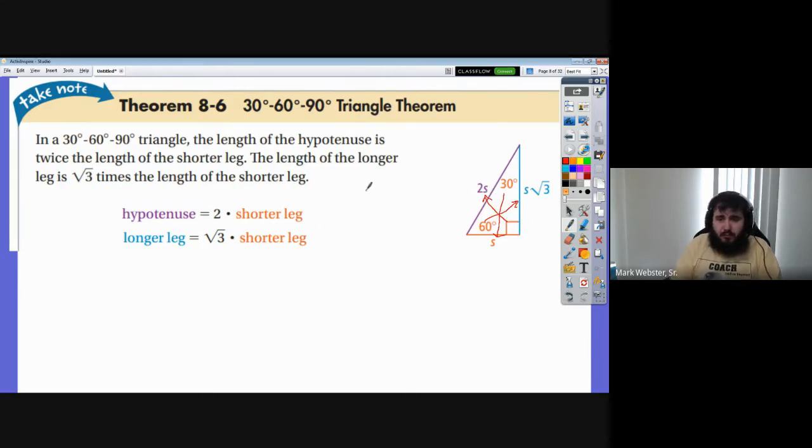Here we have a couple formulas. If we know the small side and we want to find the big side, we just multiply by 2. If we know the small side and we want to find the medium side, we multiply by radical 3.